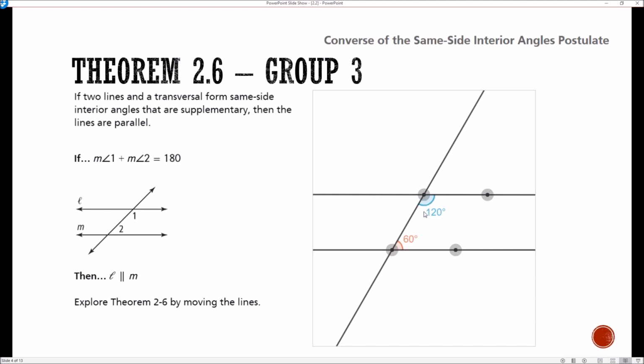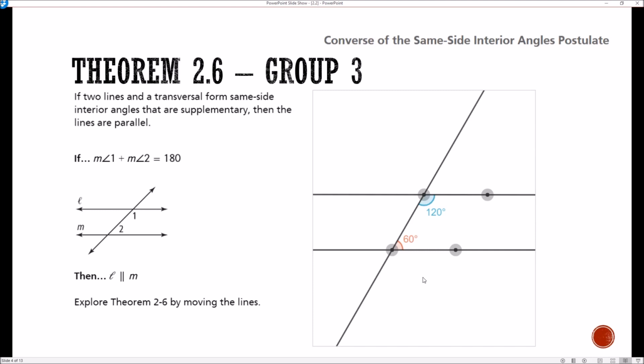I have a 120 degree angle here and a 60 degree angle here. Because these add up to 180, by this theorem, the converse of the same side interior angles postulate, these two lines are now proven to be parallel.